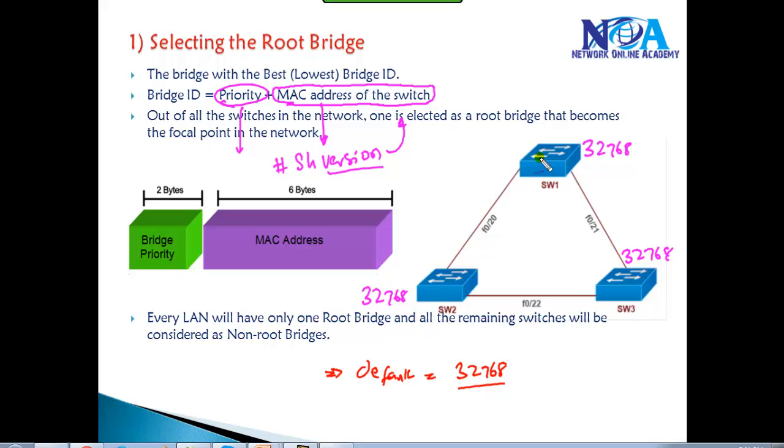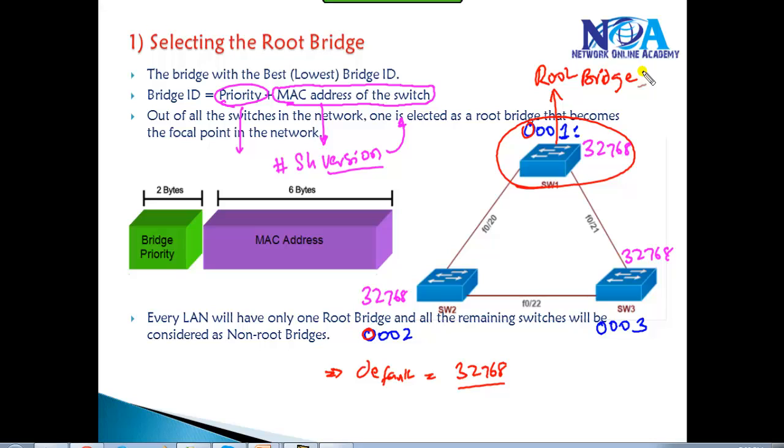Now in my scenario, if I assume the MAC address of this device is 0001, in fact it's a 12-digit number, I'm not writing the complete number, and the MAC address of this device is 0002 and of this device is 0003, then whichever switch has the least MAC will be considered the root bridge. You have to compare the first number. If the first number is the same, check the second number, and if that is the same, check the third number. That's how you verify. In this scenario, as the priority value is the same, the tiebreaker is the MAC address, so switch 1 will be elected as the root bridge.